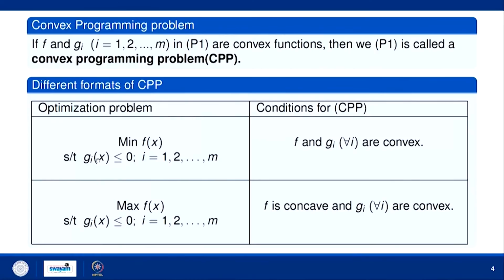Now, a linear programming problem, which we have just discussed, in which the objective function as well as all constraints are linear, is obviously a convex optimization problem, because all linear functions are convex, whether the objective function is in maximizing form or minimization form. So, all linear programming problems are basically convex programming problems, but a non-linear programming problem may not be a convex programming problem, in general.